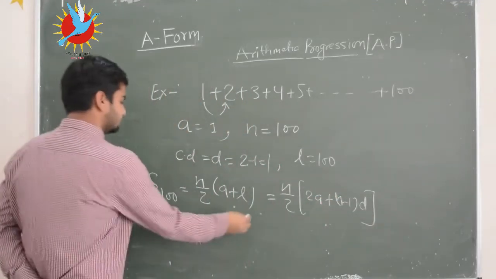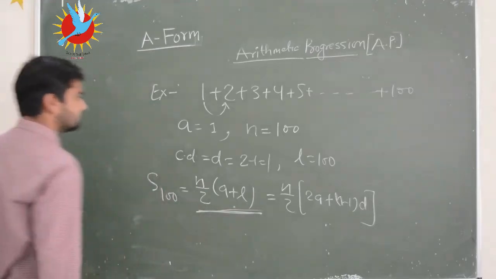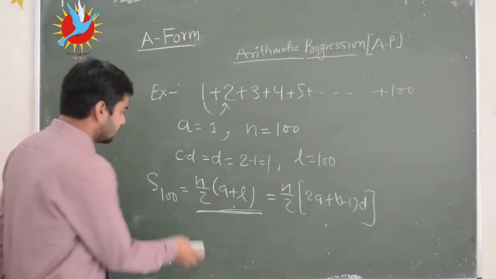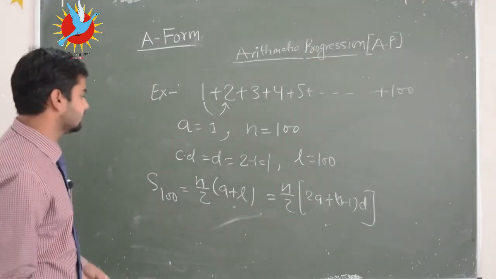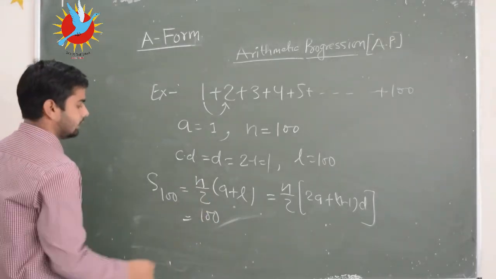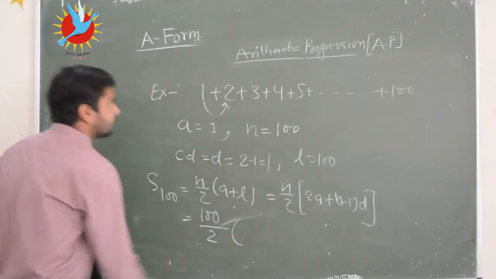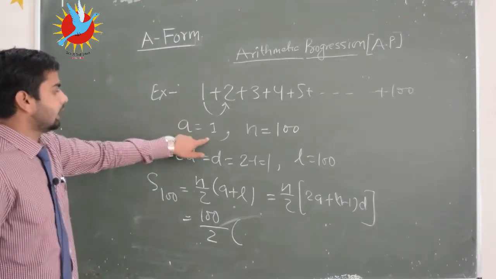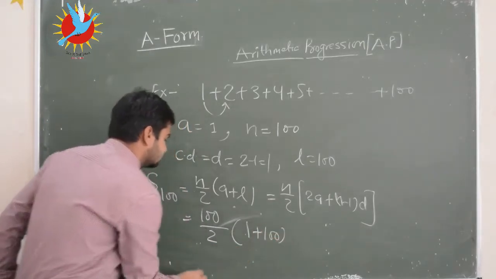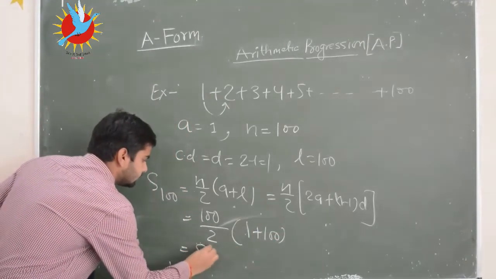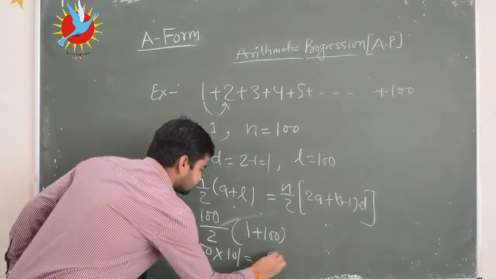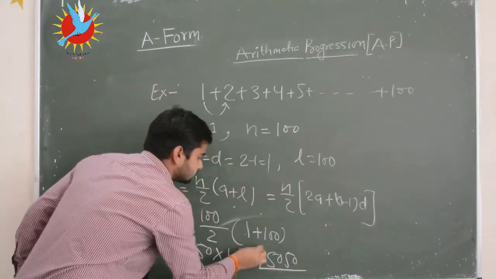Okay, so using this formula will be easier for this problem. We are going to put the value of a and L here. The number of terms is 100, so I put 100 in place of n: 100 by 2 into (a plus L). Here a is 1 and L is 100, so it will be 1 plus 100. This will become 50 into 101, and this will become 5050. So this is the answer.